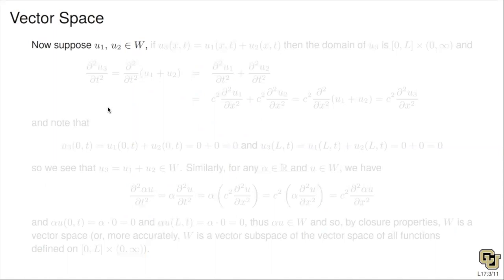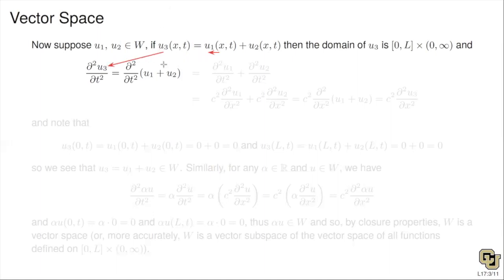Now what I want to do is pick two elements in W and let U3 be the sum. I want to show that if you take two elements in W and add them together, that new function will also be in W. Here I've added U1 and U2, and its domain will be 0 to L and t greater than 0. Now if I take the second partial of this new function with respect to t, with the linearity, the derivative is linear, so I can distribute the partial to each term.